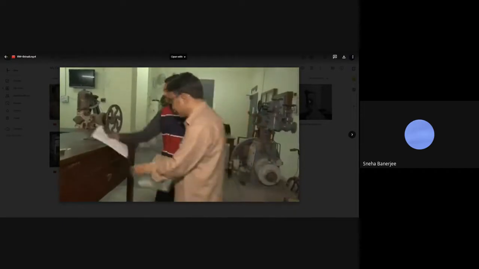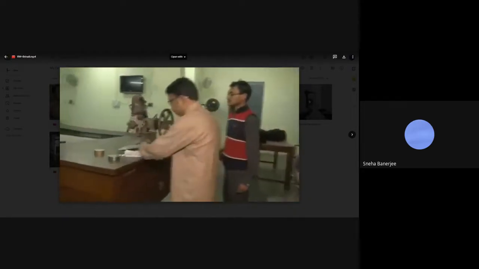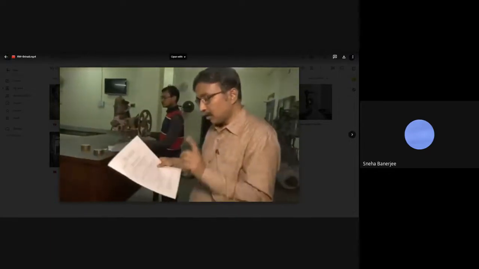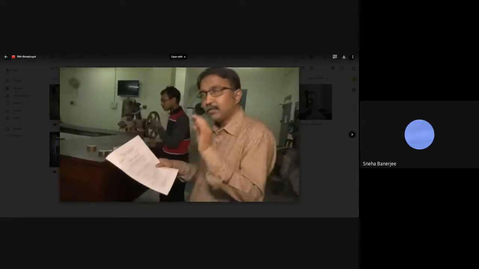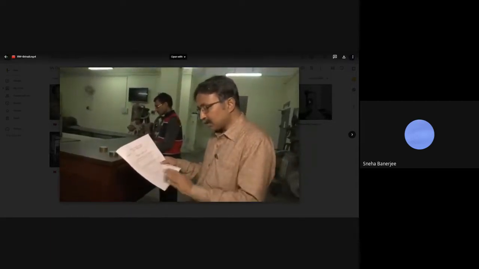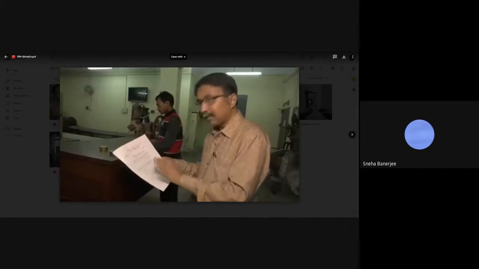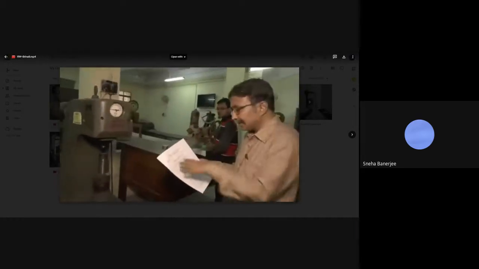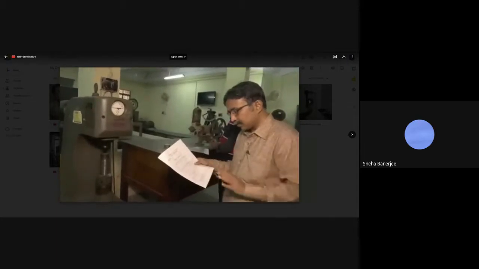From the sheet, yes, just a minute. We'll take a photograph of the sheet as well. From the sheet, we'll also be able to find out that if we know the Brinell hardness number, we can find out the tensile strength of a material. So hardness is also related to tensile strength, and other things can also be calculated from here.